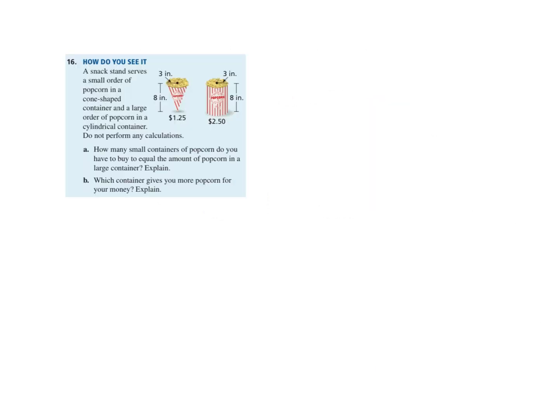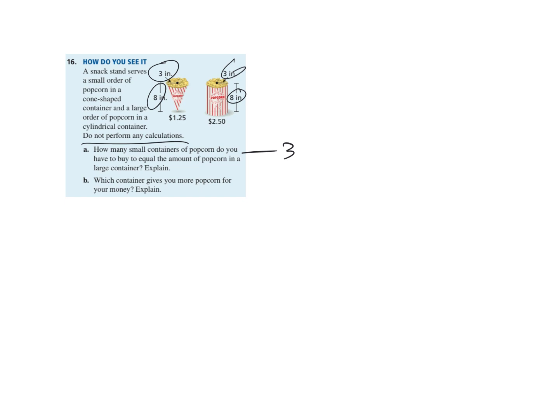All right, let's go on to 15. Or we'll skip 15, go to 16. So how do you see it? A snack stand serves a small order of popcorn in a cone shape and a large order of popcorn in a cylindrical container. Okay, do not perform any calculations. How many small containers of popcorn do you have to buy to equal the amount of popcorn in a large container? Well, as long as your radius is the same and your height is the same, which they are, then it takes 3 small containers. All right, so 3. You got to buy 3 because the volume is 1/3 of the cylinder.